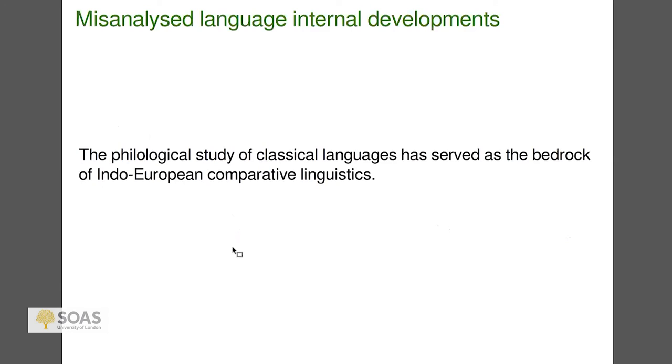And moving on to our next type of cause of seeming word families: misanalyzed language-internal developments. This is basically a point about philology, where studying texts in the original, especially early texts, has been a sort of staple of Indo-European, whereas it seems not to be very popular in Sino-Tibetan.